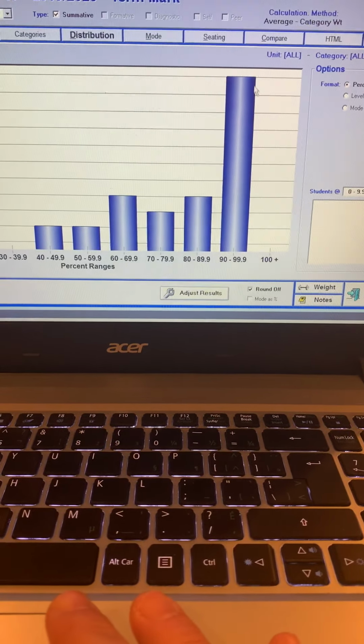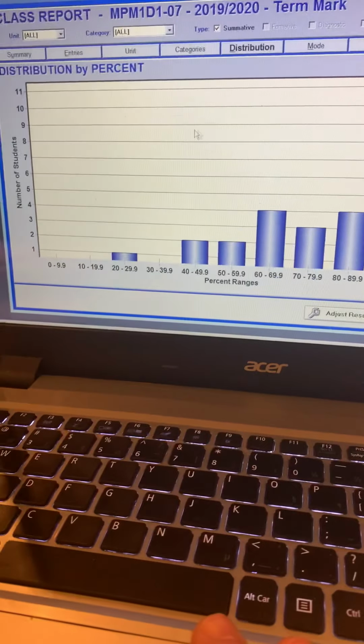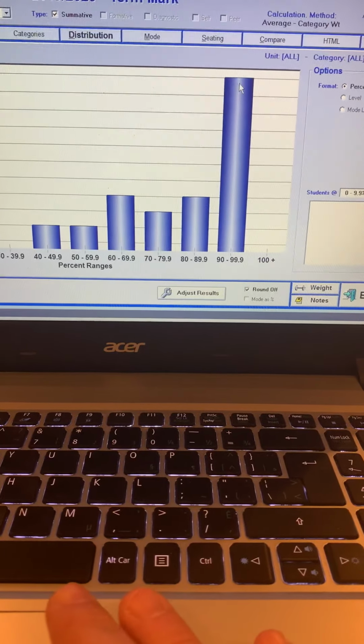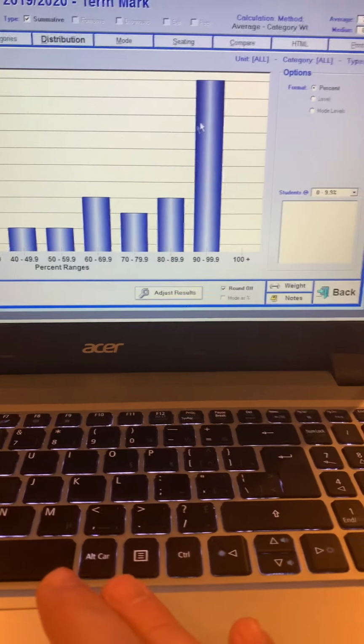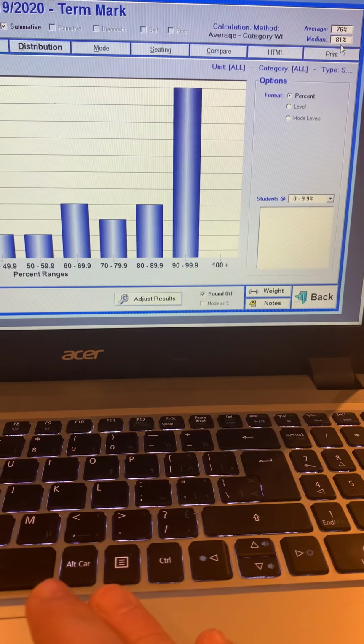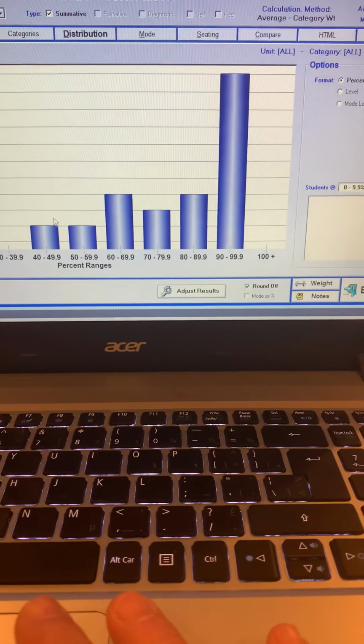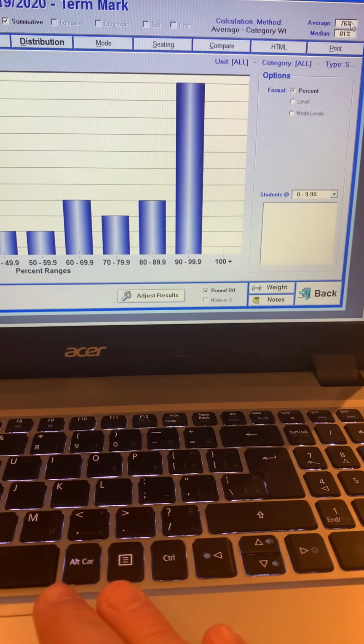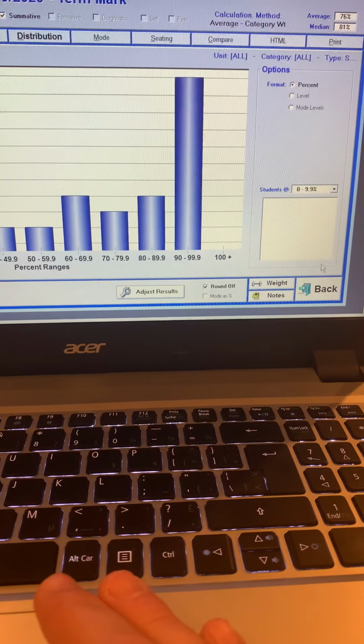Our mode is in this area here. I have 11 students in the 90s, and then my median is going to be dropped a bit. Here our median is 81. Since the tail is really long, our average gets dropped right down to a 76.